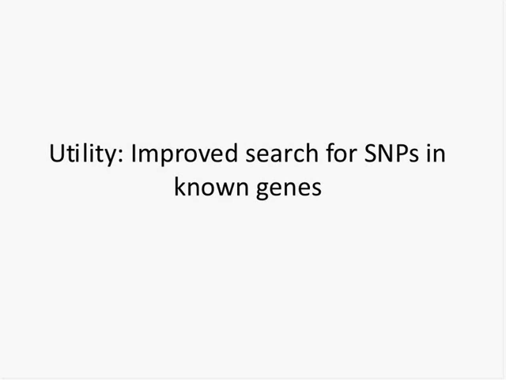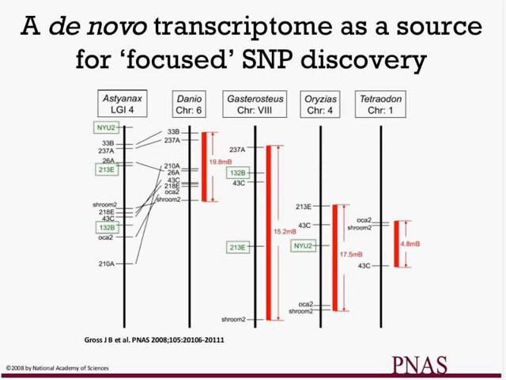Well, for us, one of the main things that we wanted to do was to improve our genetic map, our linkage map. And so we knew from the beginning that we wanted to have a database that we could query for the search of relevant SNPs.